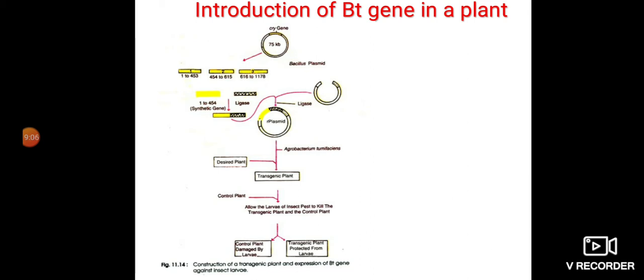Then they infected a desired plant protoplast with it. Those protoplasts which got infected were selected and developed into a transgenic plant. Here they introduced a control plant and allowed the larvae to infect it, and they found that the transgenic plant was resistant to that particular pest. So this is a method people used to produce a killer cotton plant.